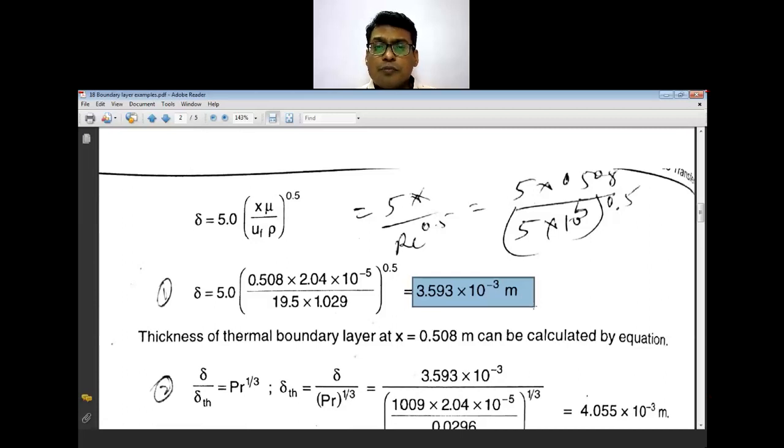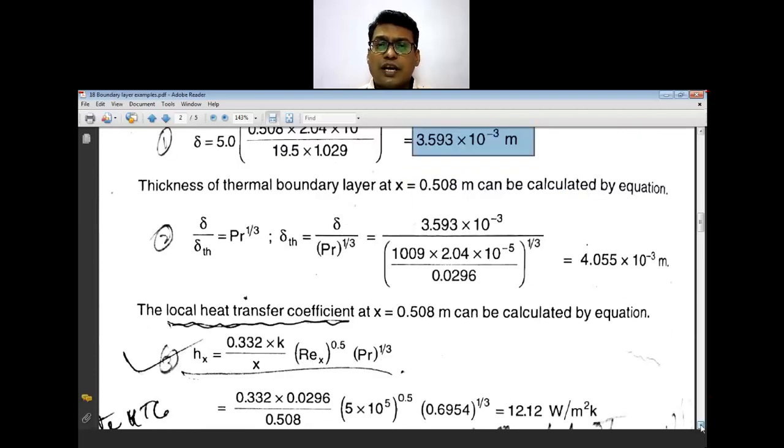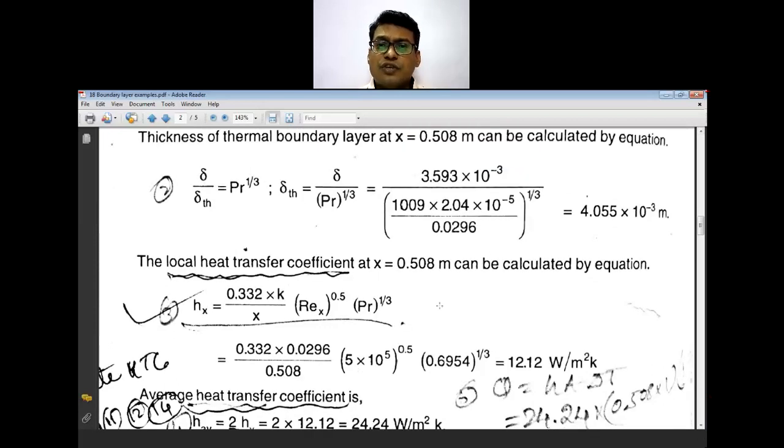Now, from this thickness of the hydrodynamic boundary layer, you are going to calculate the thickness of the thermal boundary layer. And our formula for the thickness of the thermal boundary layer is calculated as delta TH, which is equal to delta upon Prandtl number raised to 1/3. So this is the hydrodynamic boundary layer thickness upon the Prandtl number, Cp mu upon K. So its value is 4.05 into 10 to the power minus 3 meters.